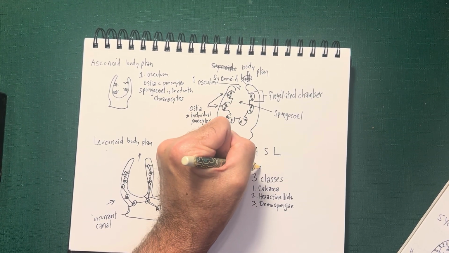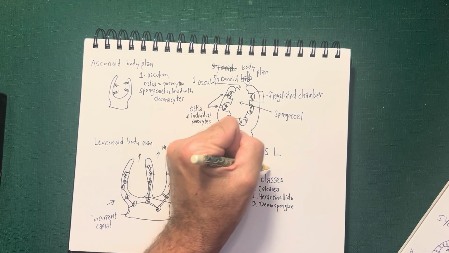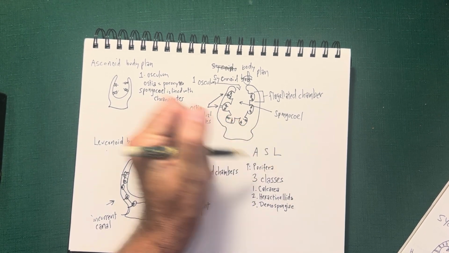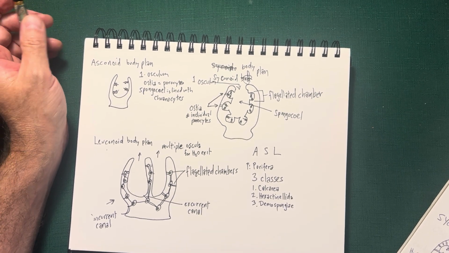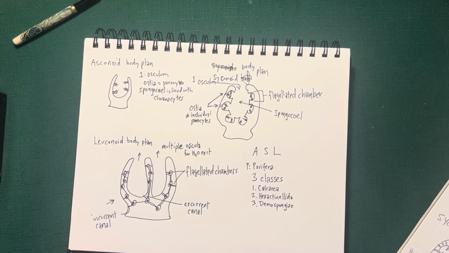Okay? So that is our phylum Porifera with three classes. Okay, so that's the majority of what you need to know about sponges.